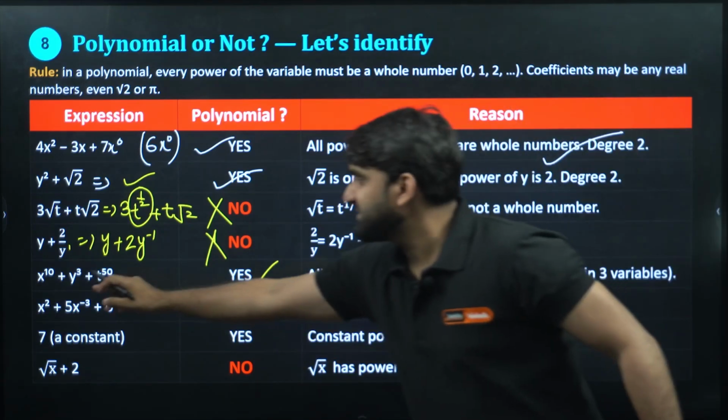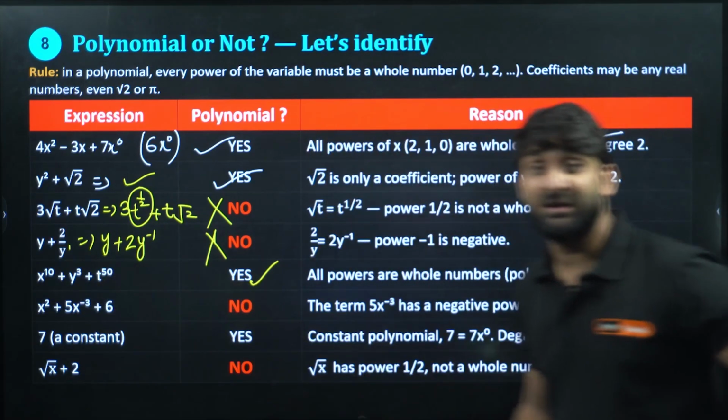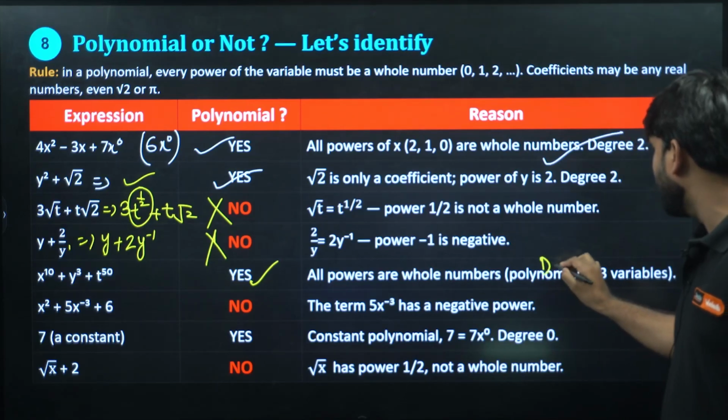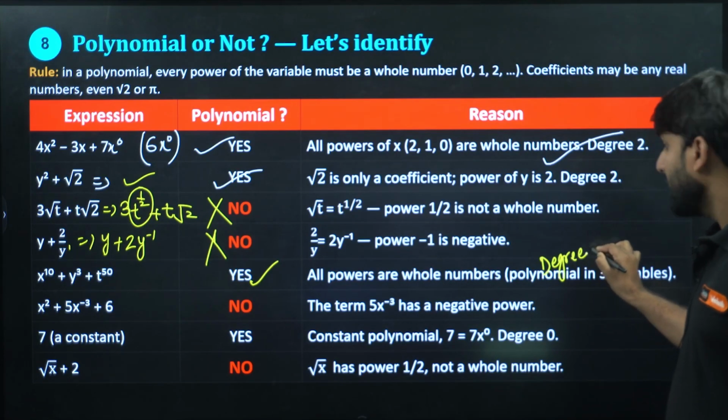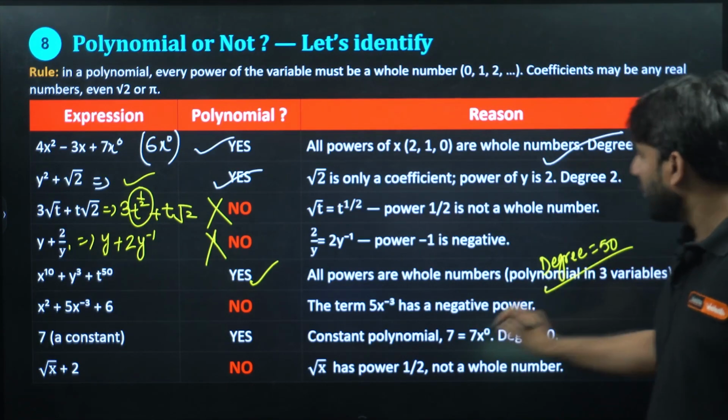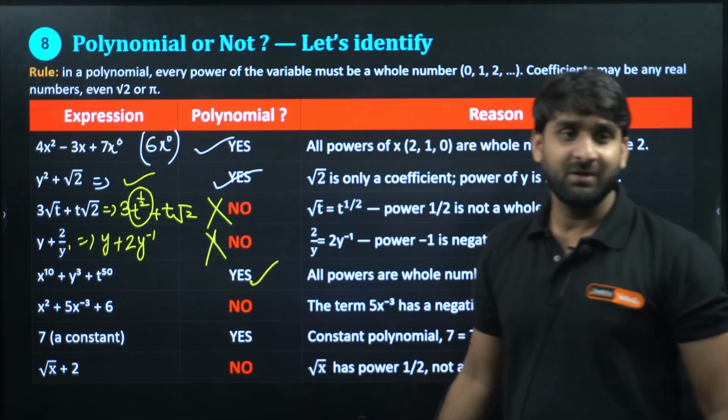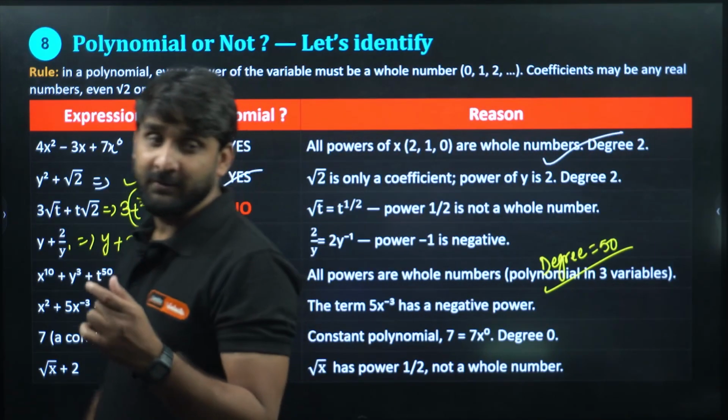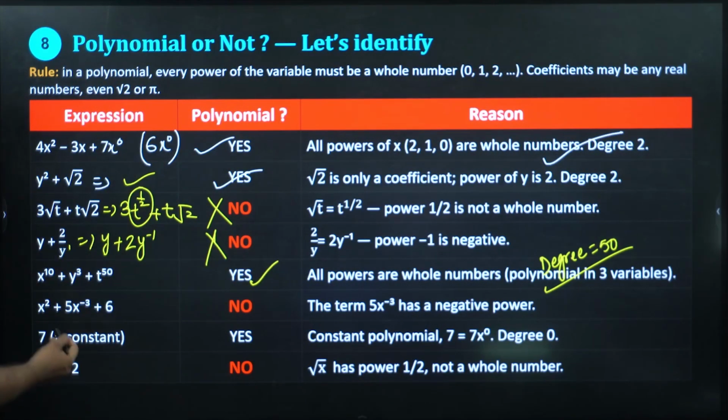Yeah, because x is a variable, y is a variable, t is a variable, but if I ask you the degree here, the degree will be 50, because this 50 is the highest exponent. The highest exponent is called the degree. I hope this is clear to you all.